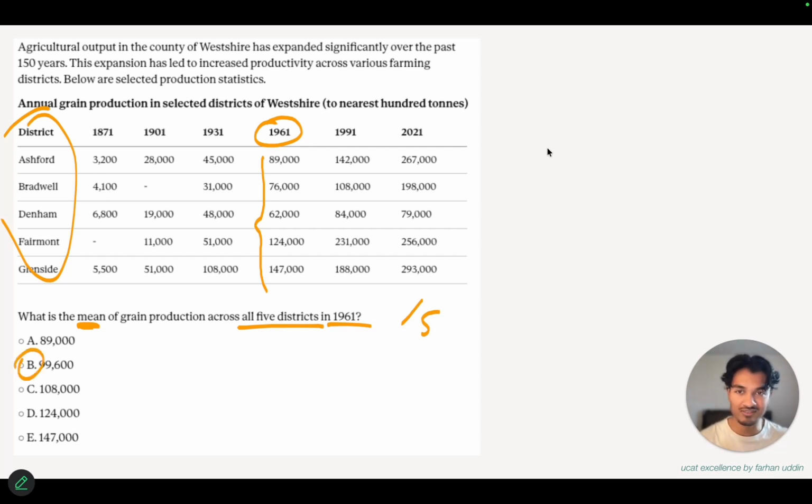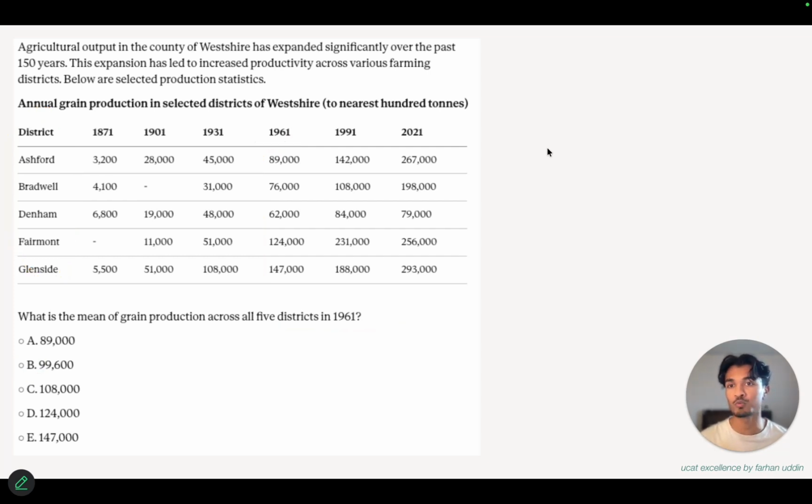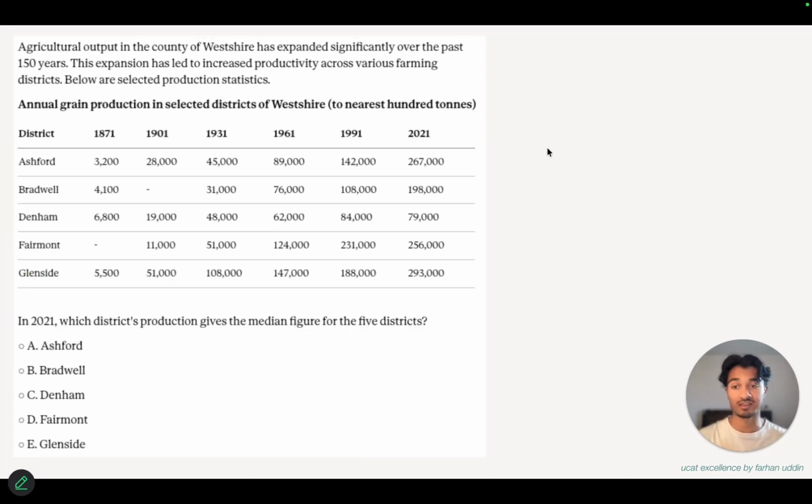Look, a question like this, it's not hard, it's not difficult, but they do come up. And this is where getting really quick with your calculator will be your advantage compared to everyone else. Let's go to the next question. In 2021, which district's production gives the median figure for the 5 districts? So pause the video, have a go. Now you've had a go, let's go through it together.